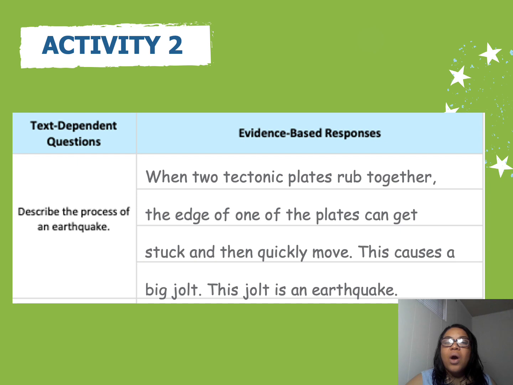So I said when two tectonic plates rub together, the edge of one of the plates can get stuck and then quickly move. This causes a big jolt. This jolt is an earthquake.